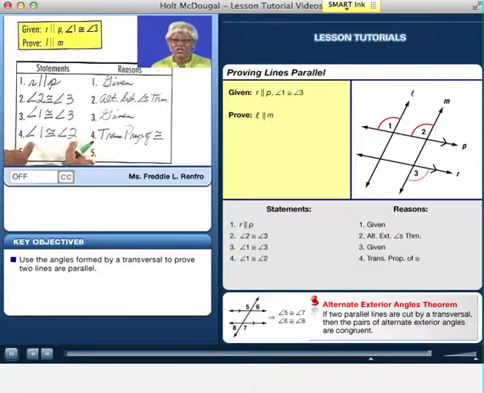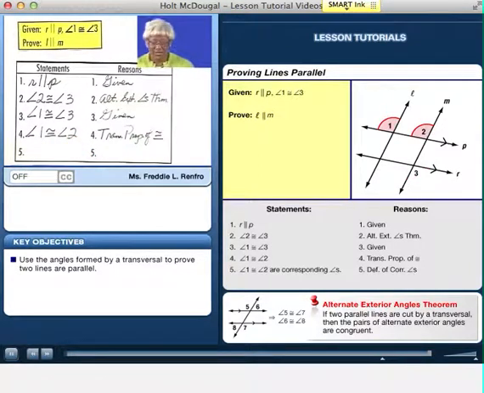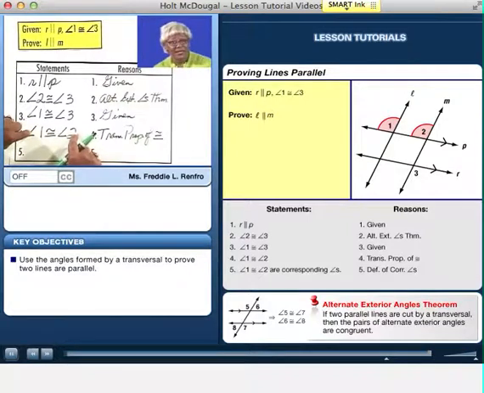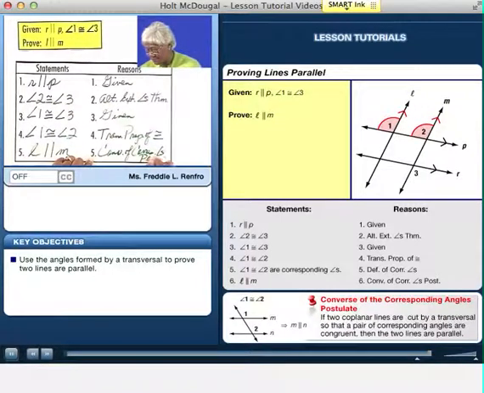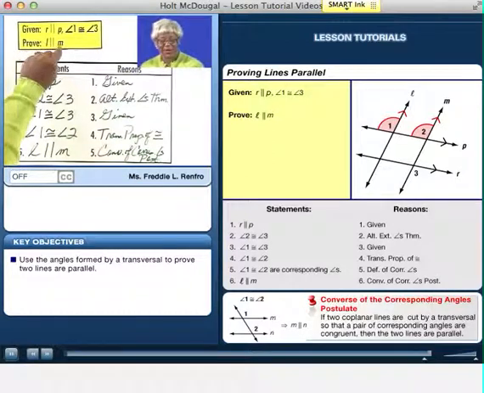That's what we needed to show that the lines are parallel. Because what kind of angles are 1 and 2? 1 and 2 are corresponding angles. So if we've shown right here that 1 and 2 are congruent, now we can say that line L is parallel to line M. It's the converse of the corresponding angles postulate. We've proven line L parallel to line M.